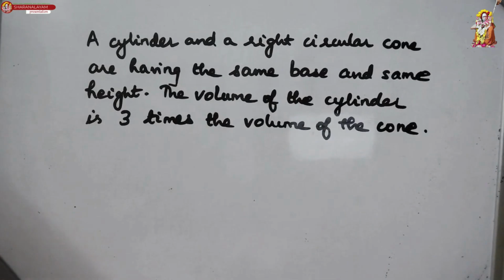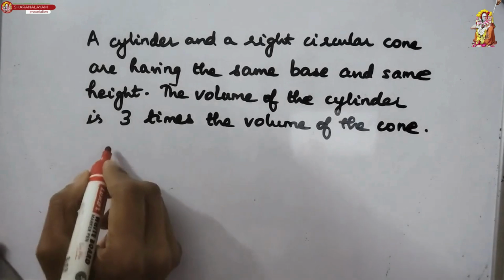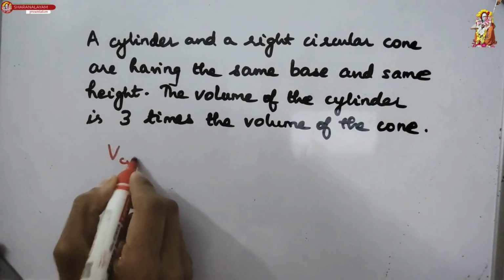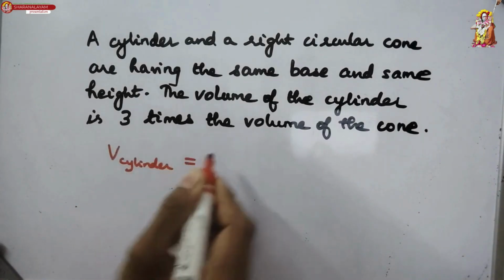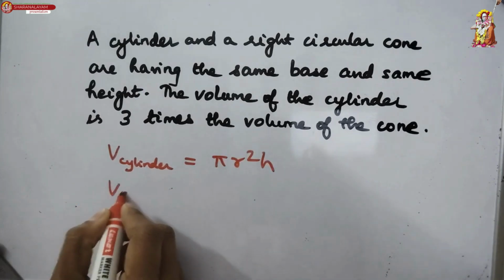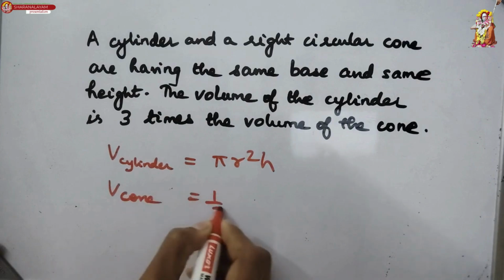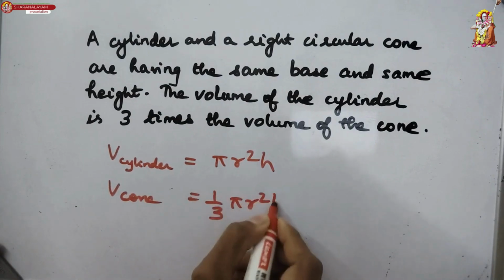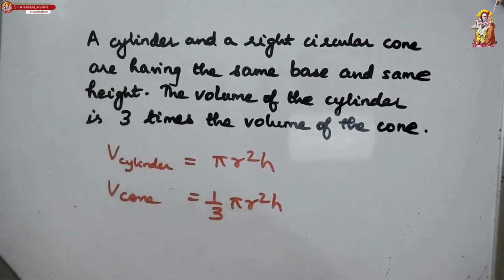Next question. A cylinder and a right circular cone are having the same base and same height. The volume of the cylinder is 3 times the volume of the cone. This is pretty simple. You know, the volume of a cylinder will be pi r square h and the volume of a cone will be equal to 1 upon 3 pi r square h, provided they are having the same base.